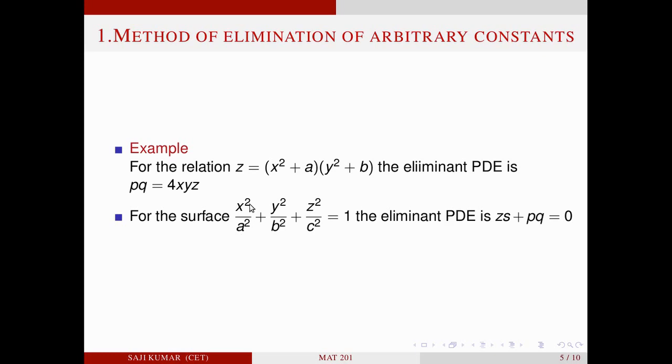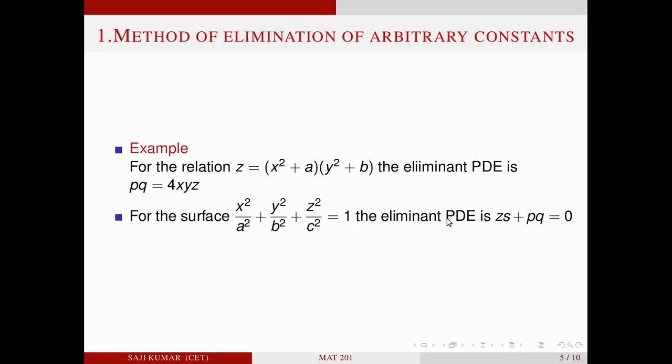See another surface: x square by a square plus y square by b square plus z square by c square equal to 1. We know that this is an ellipsoid surface, and the terms a, b and c are changing, so they are arbitrary constants. x and y are independent variables, and z is always a function of x and y, that will be the dependent variable. Here the number of arbitrary constants is exceeding the number of independent variables, and according to our definition, if the number of arbitrary constants exceeds the number of independent variables, the eliminant will be a PDE of order 2 or higher.